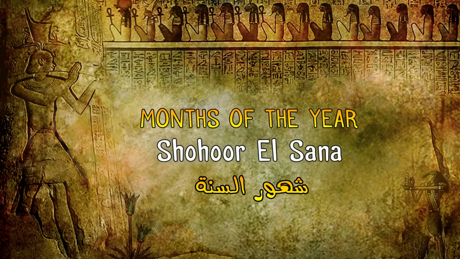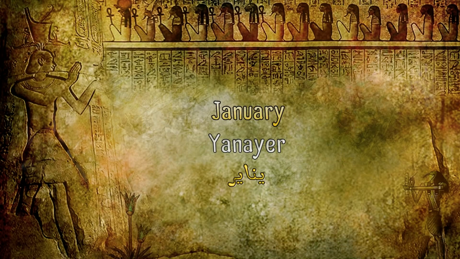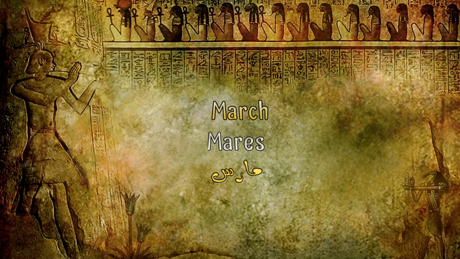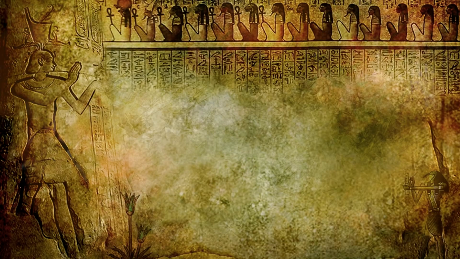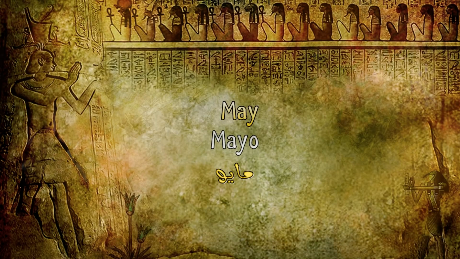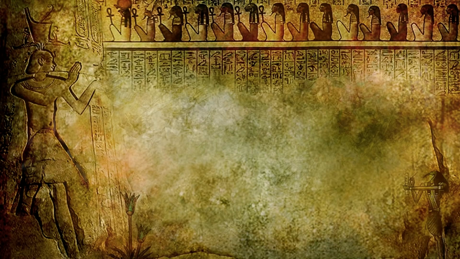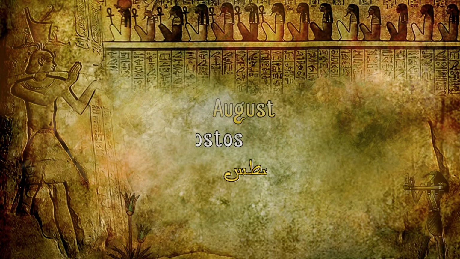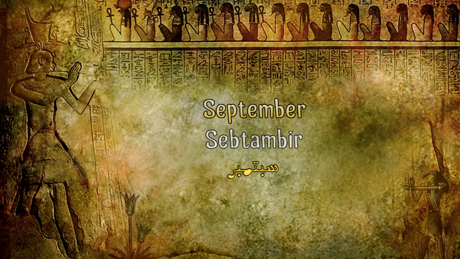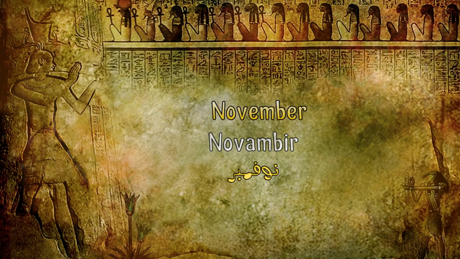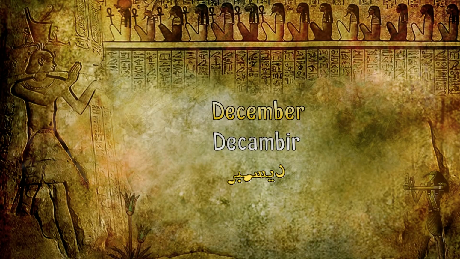Months of the year: شهور السنة. يناير، فبراير، مارس، أبريل، مايو، يونيو، يوليو، أغسطس، سبتمبر، أكتوبر، نوفمبر، ديسمبر.